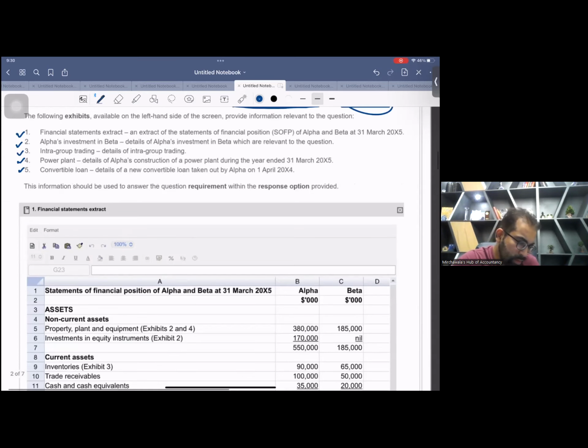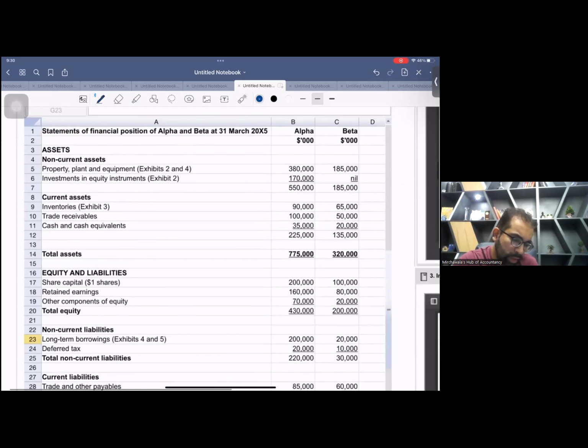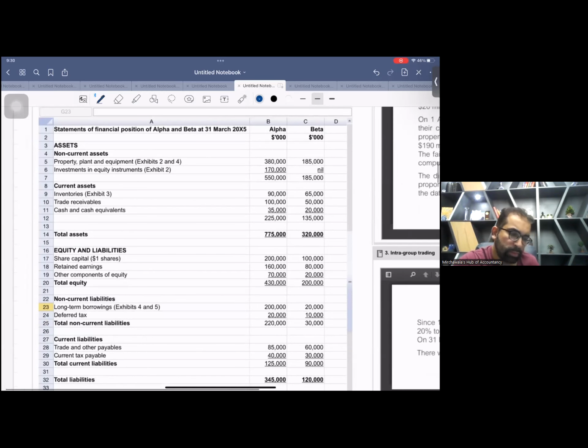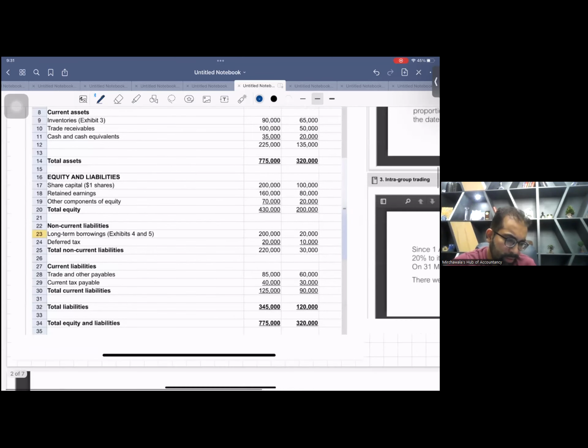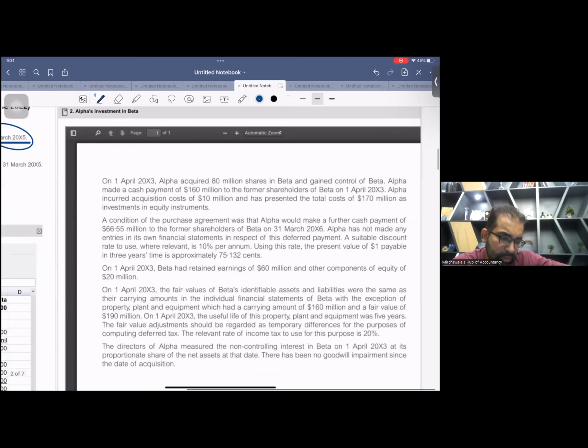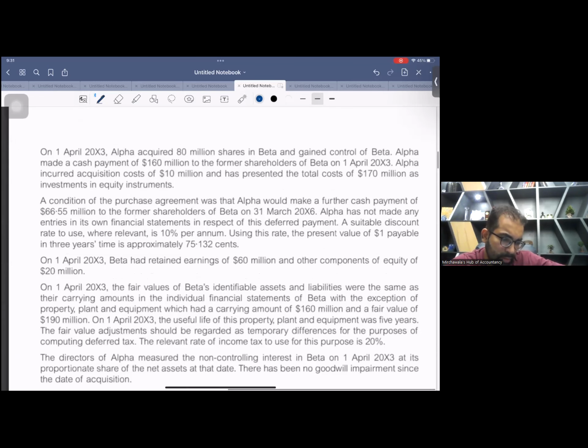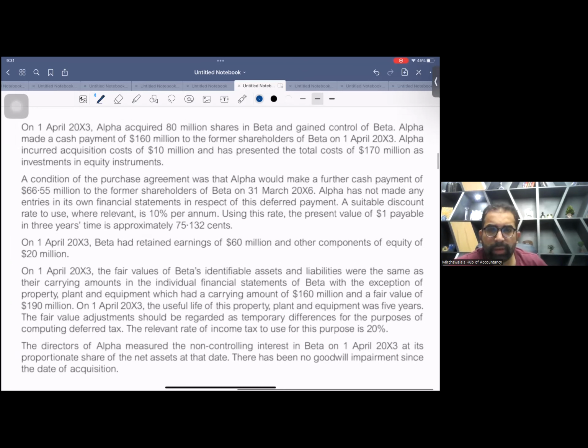Now, see, they have given you the individual companies' SOFPs. This is routine. Whenever you are required to make a consolidated SOFP, they give you the individual SOFPs first, of both parent and subsidiary, right? Okay. So now be confident and let's start the first exhibit. Let me enlarge. It's now totally visible. You can see each and everything.